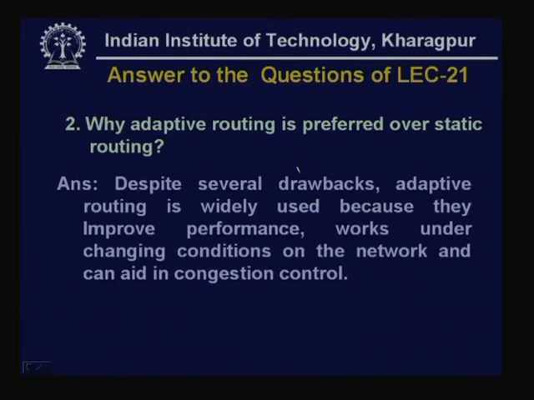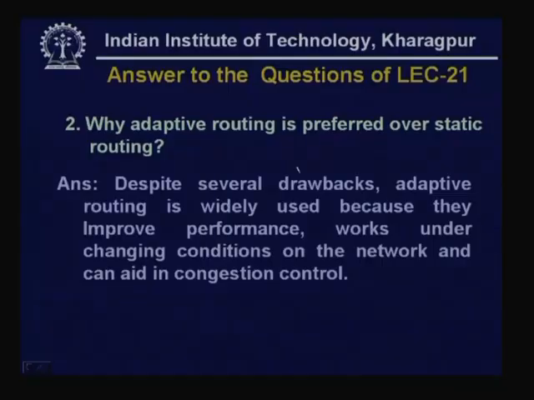Second question was, why is adaptive routing preferred over static routing? We have seen that adaptive routing increases the traffic in the network. However, adaptive routing is preferred because of some advantages. First advantage is that it improves performance and it works under changing conditions. What are the changing conditions? When there is a node or link failure, or there is congestion, then adaptive routing will help in adding congestion control, which fixed routing cannot do.